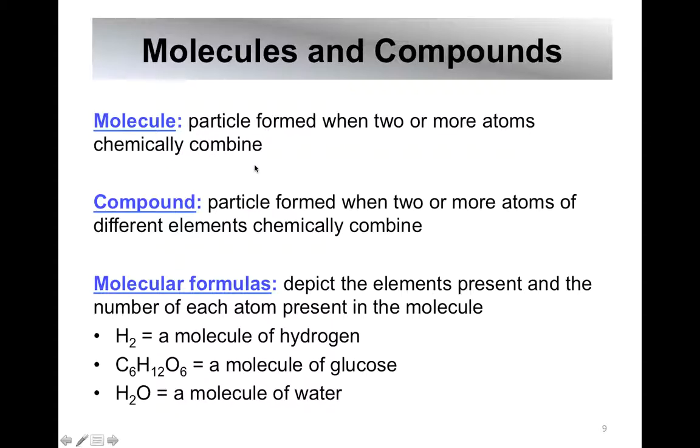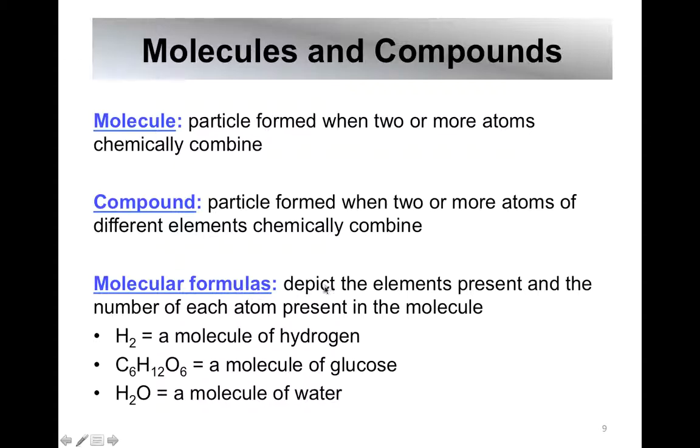Okay, I'm going to talk about molecules. Molecules are formed when you have two or more atoms that combine. So you can have two hydrogens combine to form a molecule, or a carbon and four hydrogens can get together and form a molecule called methane. Compounds are when you have two or more atoms of different elements combining chemically. So really the methane is more of a compound.